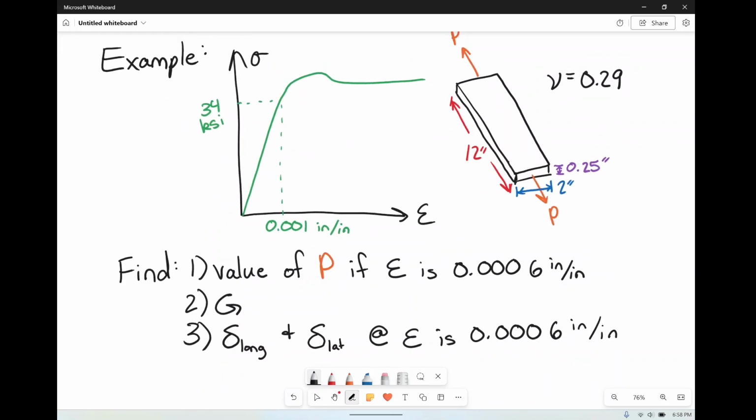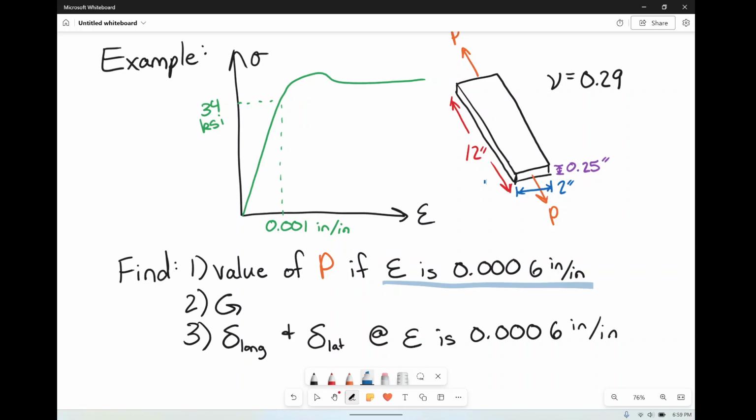It's kind of an awkward start compared to most. You're not just given numbers and say, hey, go plug and chug. Instead, you kind of have to find your numbers. If you want to find P, you need to know your stress. You're given a strain. And how would you find P?